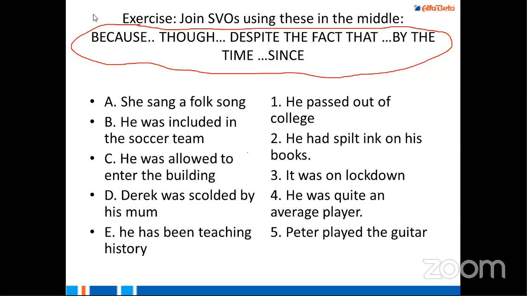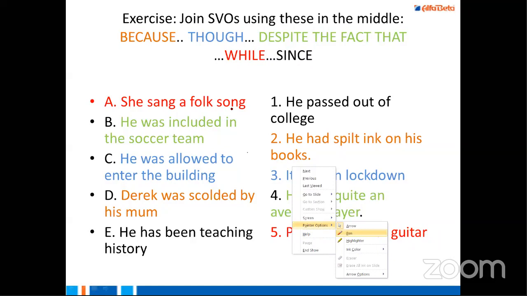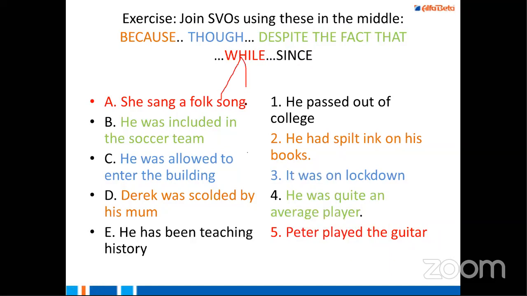Okay, fine. Now let's match the colors, guys. Let's see if you got all these right. So match the colors like this. The correct answer is A5. She sang a song while Peter played the guitar.